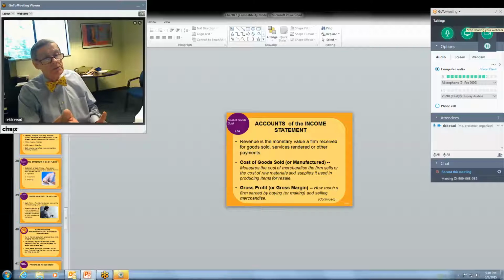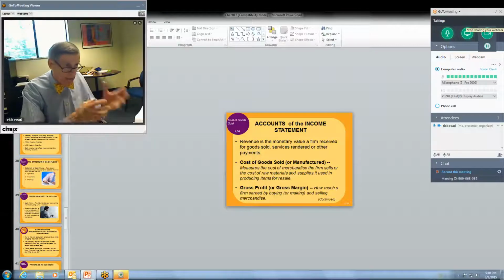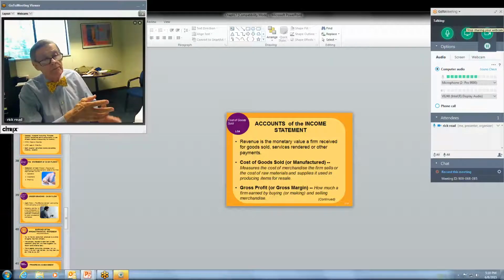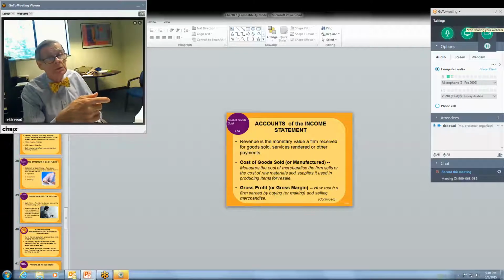Accounts on the income statement. We have cost of goods sold, and then we have gross profit or gross margin. And this kind of goes back to what we just talked about. Now, cost of goods sold measures the cost of merchandise the firm sells or the cost of raw materials and supplies it used in producing items for resale.